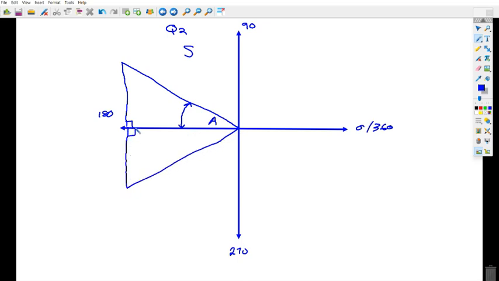Right, let's say it's there. So I went up until A degrees. I went from 180 and I plussed how much? How much did I have to add to get to this line? I had to add A degrees.